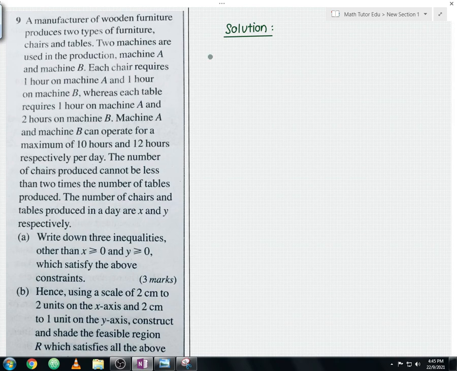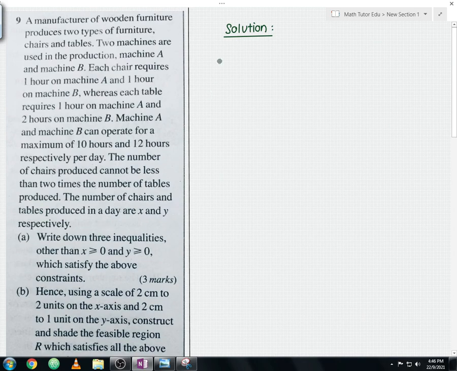Let us start our discussion for the question part A, where we need to write down the 3 inequalities which satisfy the above constraints. Okay, in this case, the constraint is in the form of statements. So we need to identify in which statement we can form the constraints. But before that, it is important for us to identify which is the X and Y. If you read the last sentence here, it mentioned that the number of chairs and tables produced in a day are X and Y respectively. So from here you should know that X is actually representing chairs and Y is actually representing the tables.